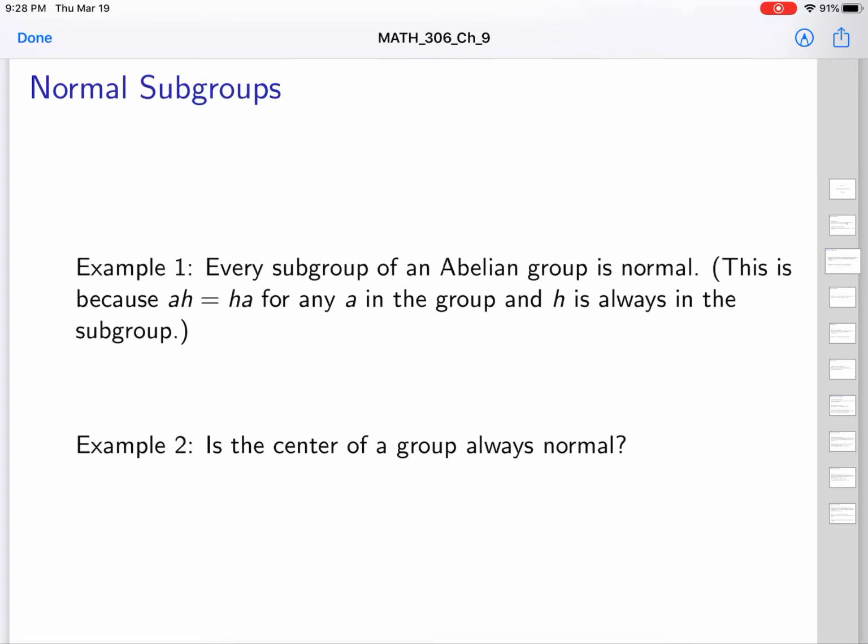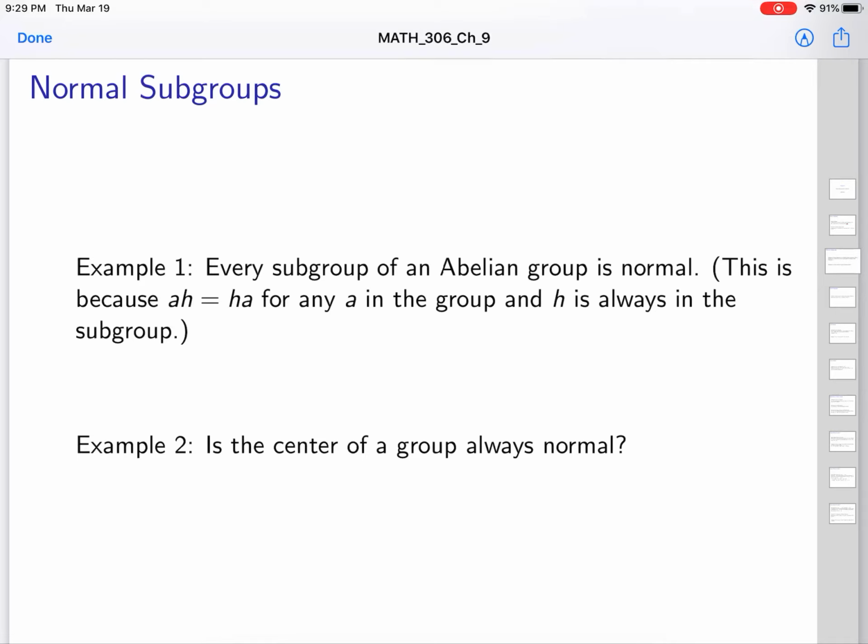As we look at our first two examples, we're really going to rely a little more on our definition than the theorem. Example 1 is actually solved for us already. It just gives us examples of normal subgroups. It says every subgroup of an abelian group is normal. An abelian group is a commutative group, so this is because aH equals Ha for any a in the group and any H in the subgroup.